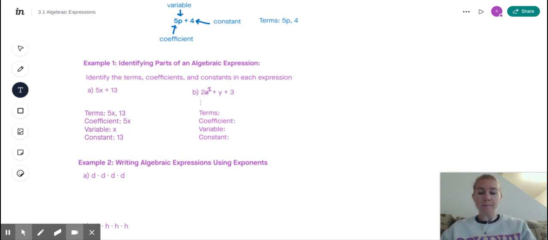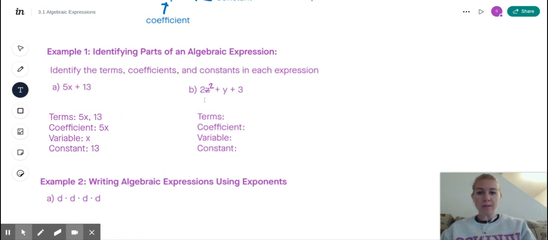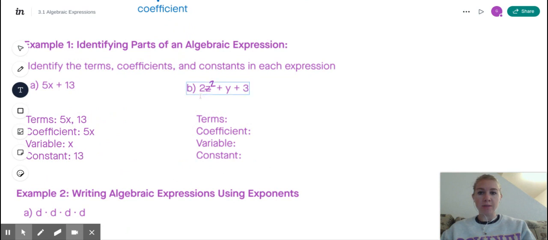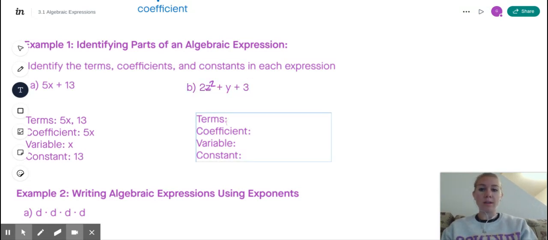Let's look at B. So our algebraic expression is 2z squared. Now for my z's, when I do algebraic expression, I put a line through it just because sometimes when I write 2's, they look like z's. Okay, so this is 2z squared plus y plus 3. Something to note, when you have a variable by itself, such as y in this algebraic expression, we're going to act like there's a 1 in front of it.